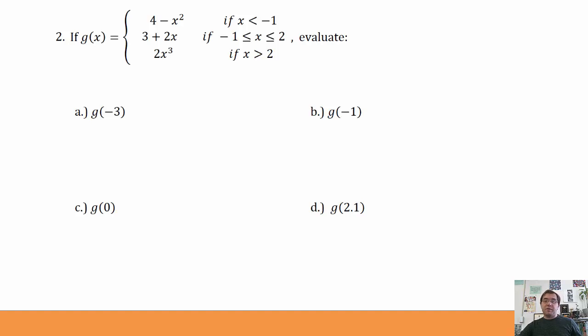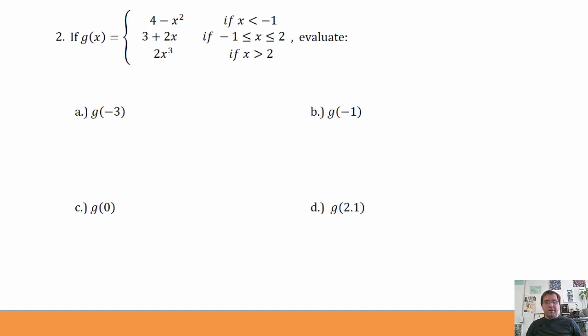This is called a piecewise function. It means it takes on a different value depending upon what x you put in. So this one is in 3 pieces. Each piece is defined on the right-hand side by particular values of x. If x is less than negative 1, then we're going to do 4 minus x squared. But if x is between negative 1 and 2, including negative 1 and including 2, then we're going to do 3 plus 2x. And if x is greater than 2, if it's bigger than 2, if it's 10, we're going to do 2x cubed. So it's just defining it in pieces instead of defining the whole function by one expression.